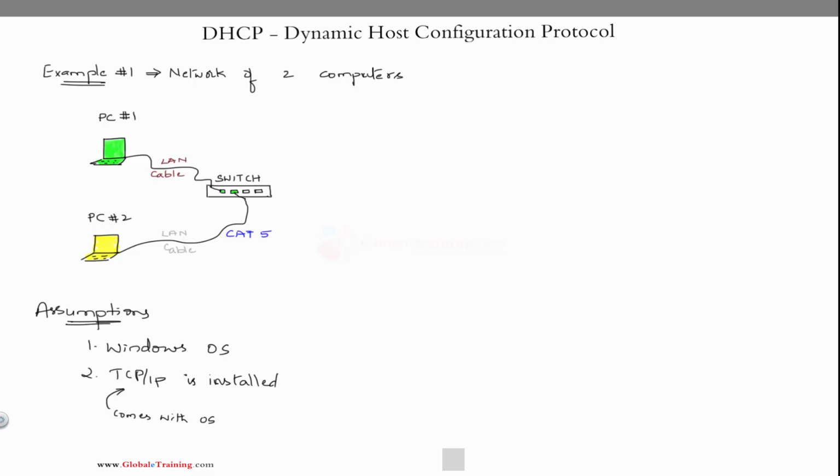Of course, there are certain assumptions here. The assumptions are that we have Windows installed on both computers, and that we have TCP/IP installed. TCP/IP gets installed by default with the operating system, and you don't have to do much with it.